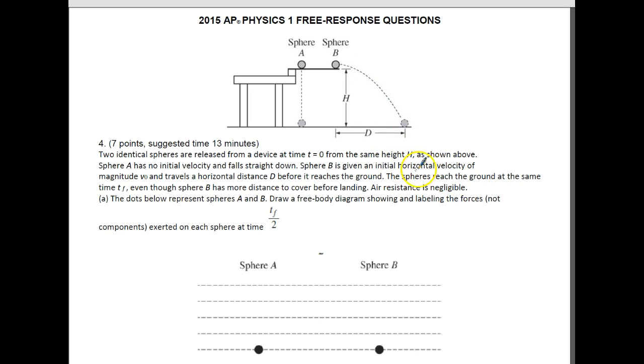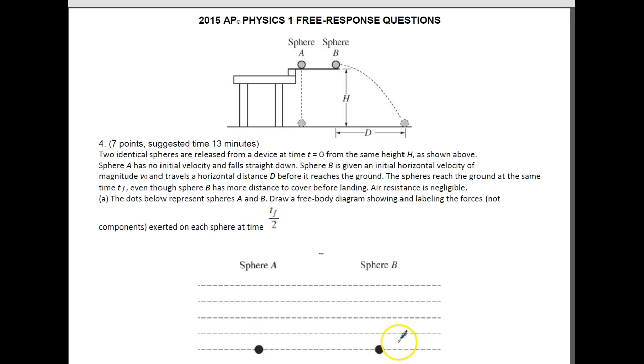So it's got an initial horizontal velocity, and it does travel a distance of d as it travels the distance h. So it does a little bit of both. This one just travels the distance h. The spheres do reach the ground at the same time, even though sphere B has more distance to cover. Air resistance is negligible, so don't worry about it.